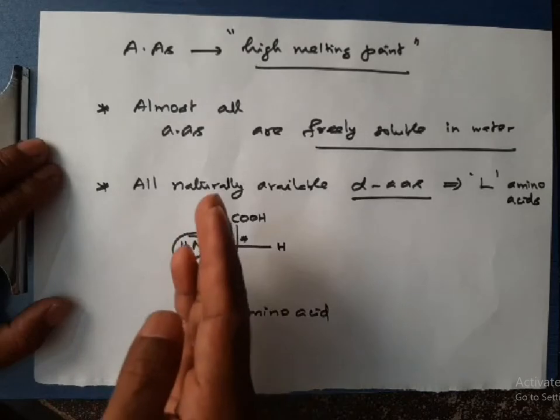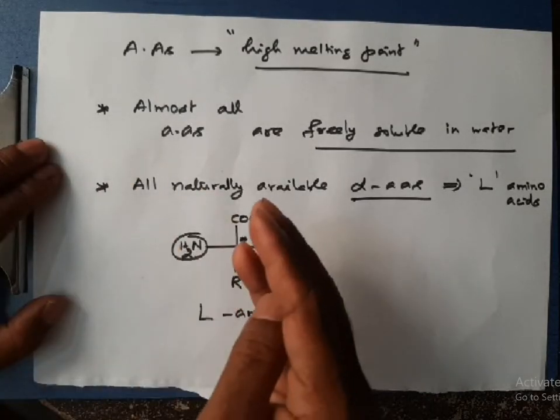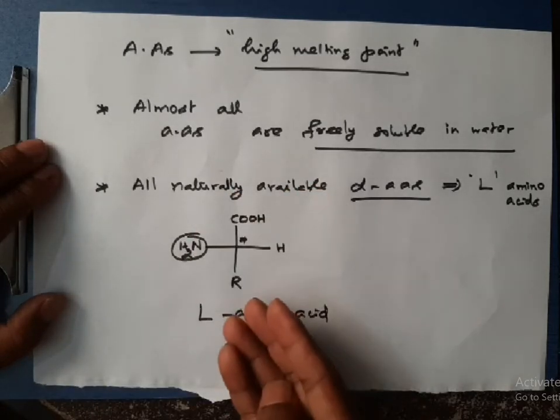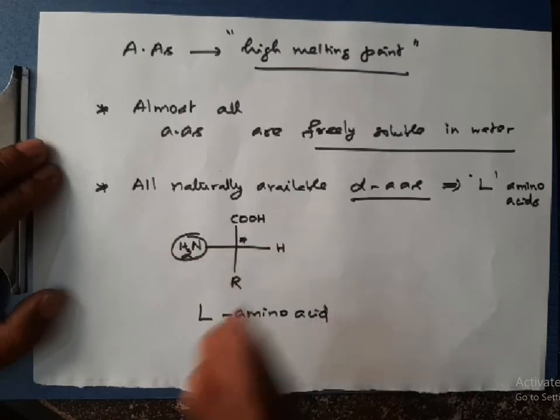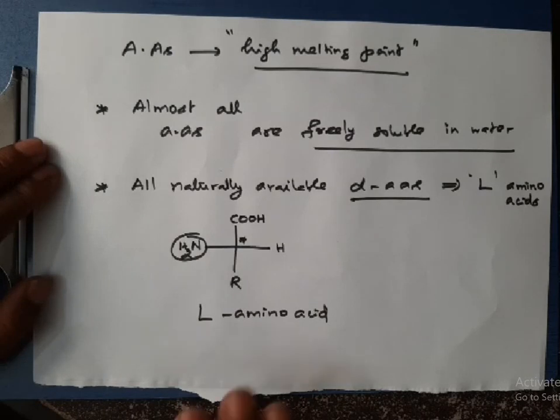In carbohydrate chemistry, I told you naturally available carbohydrates are D carbohydrates, whereas in amino acids, naturally available alpha amino acids are L amino acids. This is a very essential point.